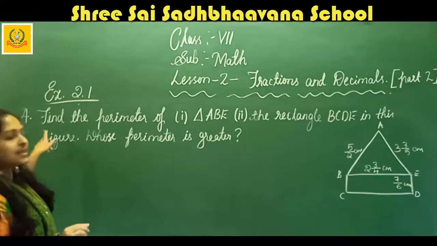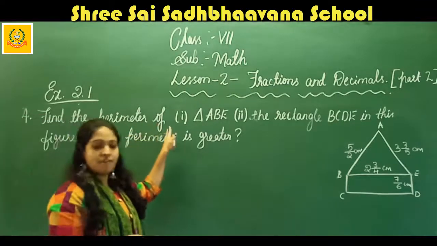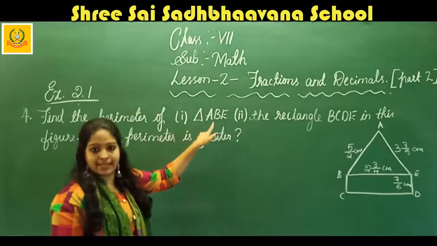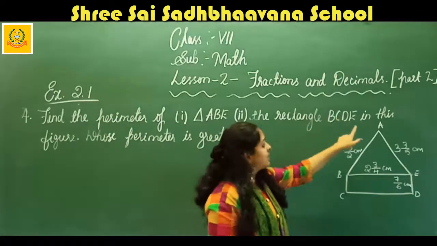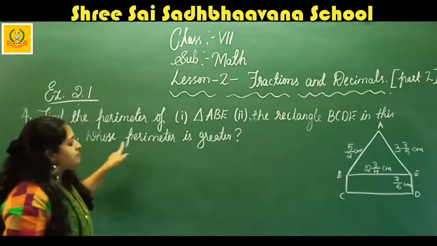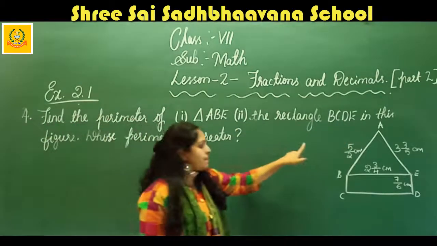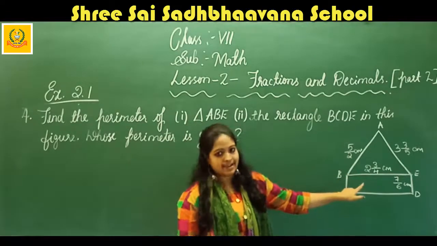Children, now let us see the fourth question. Find the perimeter of triangle ABE and rectangle BCD in this figure. Whose perimeter is greater? Can you see the picture, children? Here, one triangle and one rectangle is there.